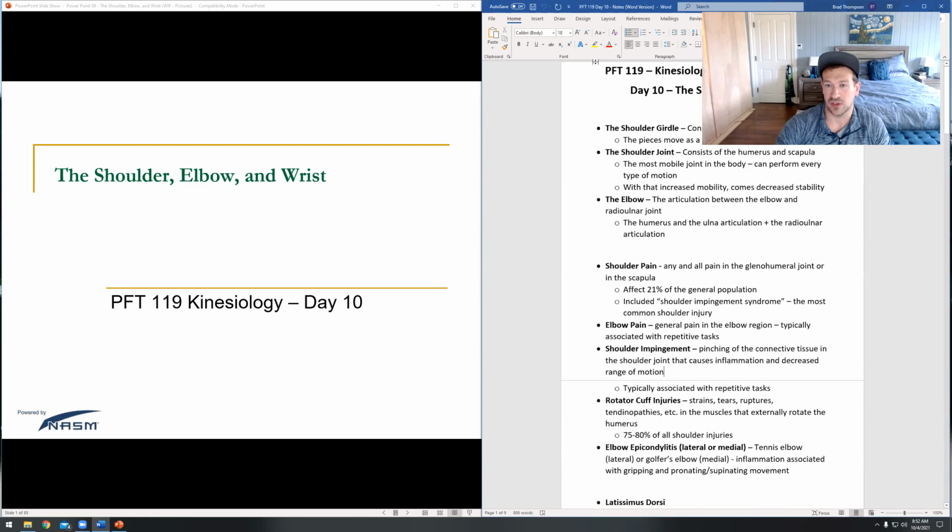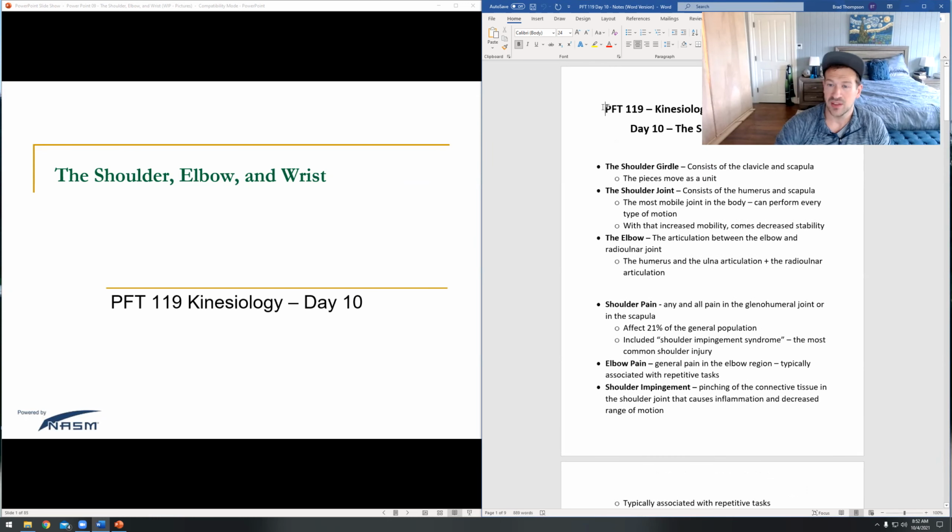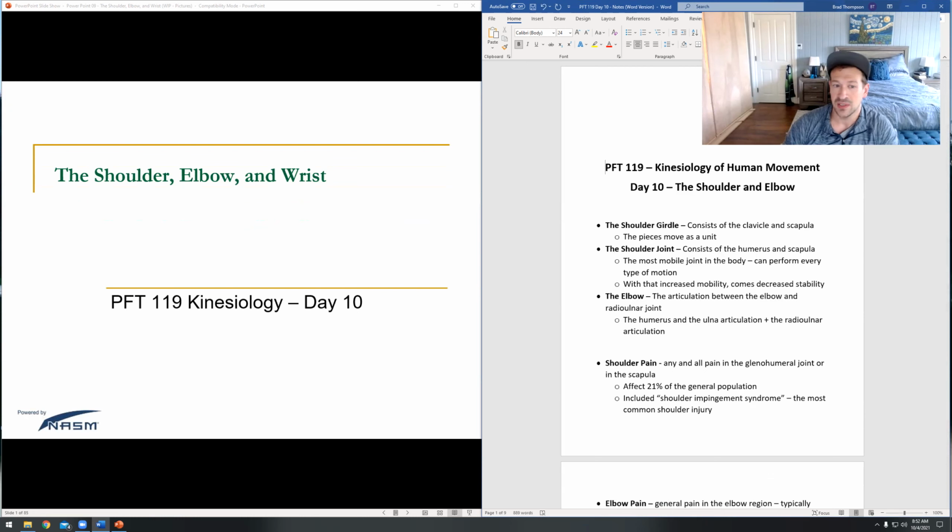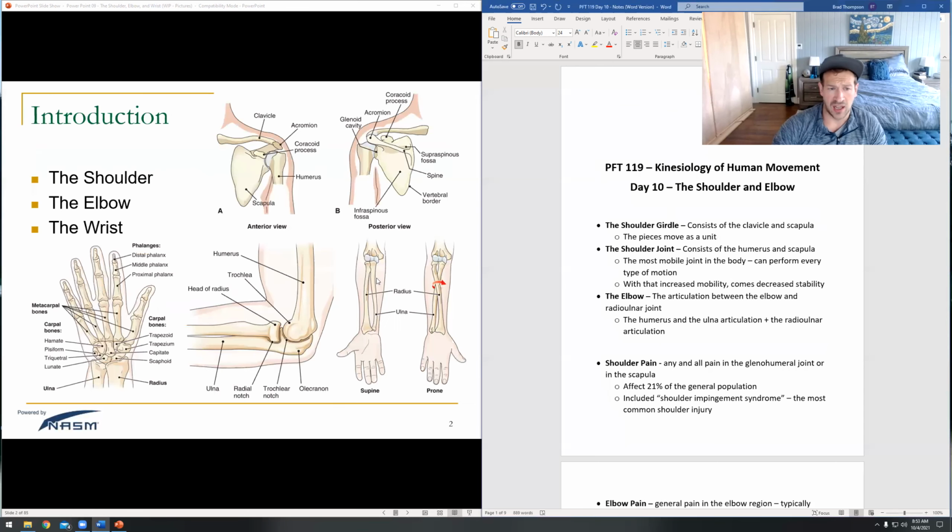Because honestly, if your client's having wrist problems, there's a couple things that we can do for them. But for the most part, honestly, that's physical therapist territory. It's a very small, very complicated joint. But let's take a look at the anatomic structures before we dive into some of the injuries today. Let's take a look at some of the anatomic structures that we're going to be talking about.